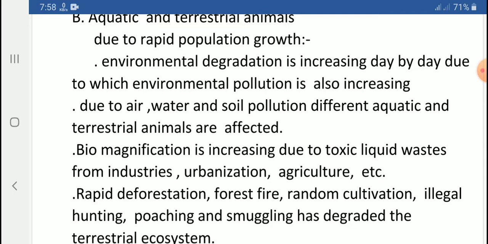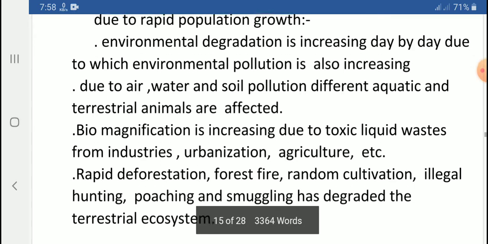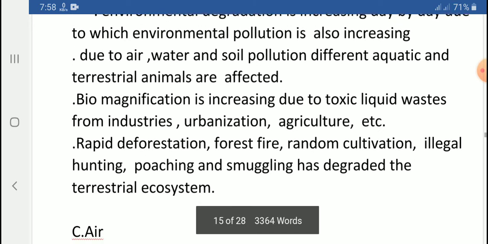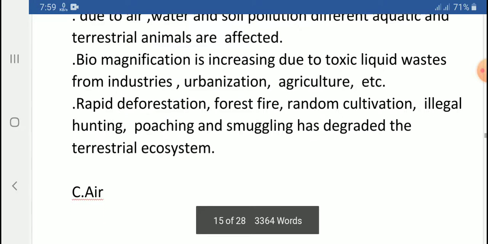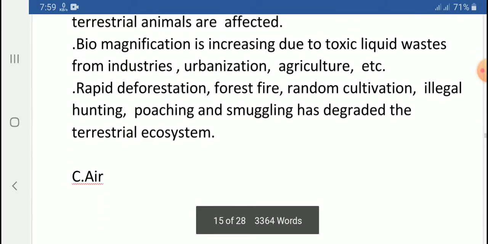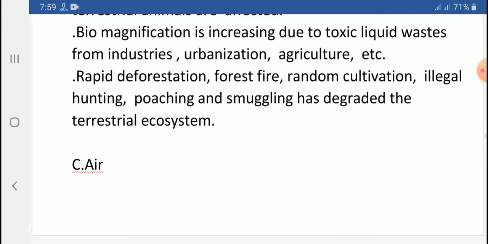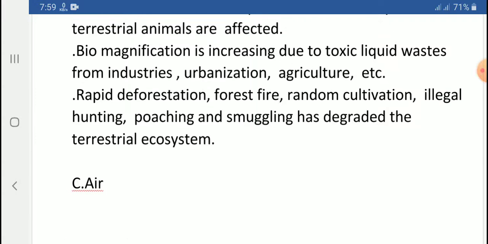So due to which environmental pollution is increasing, and due to increasing air, water and land pollution, different aquatic and terrestrial animals are being affected. So biomagnification is increasing due to toxic liquid waste from the industries, urbanization, agriculture, etc. Rapid deforestation, forest fire, random cultivation, illegal hunting, poaching and smuggling have also degraded the ecosystem as well.